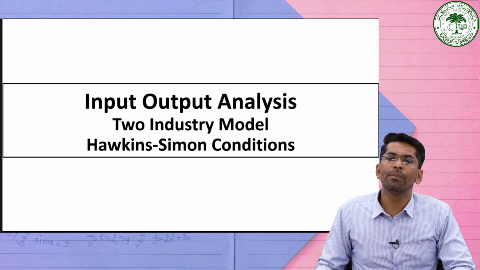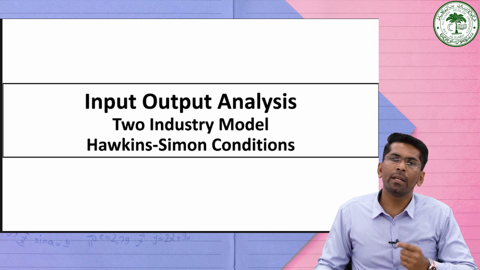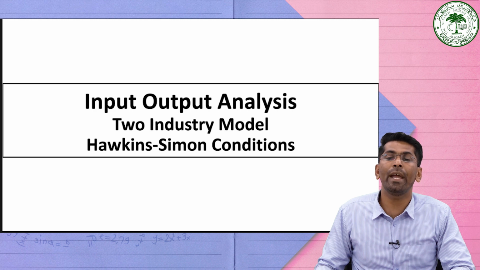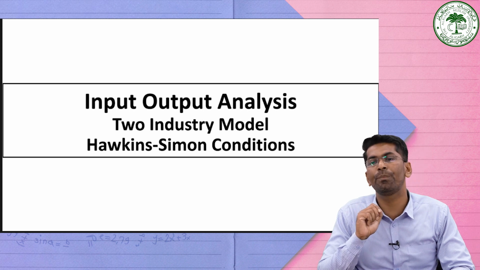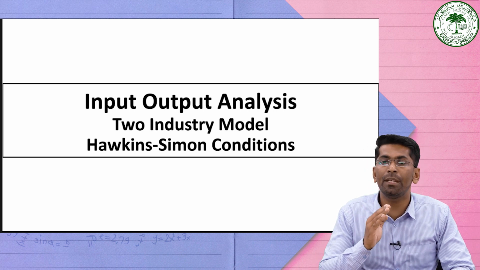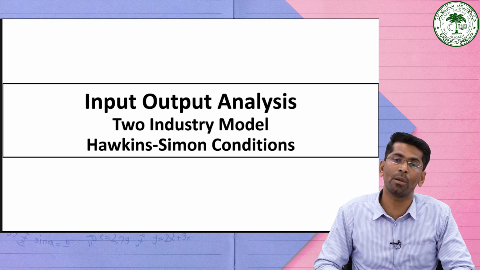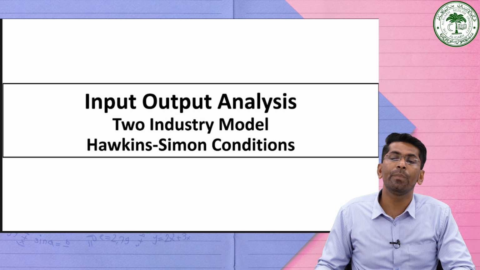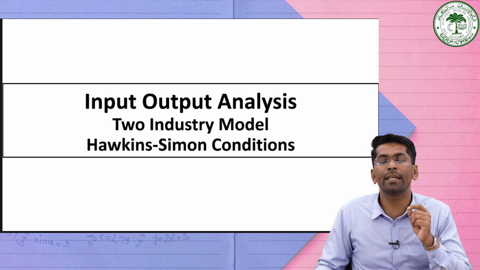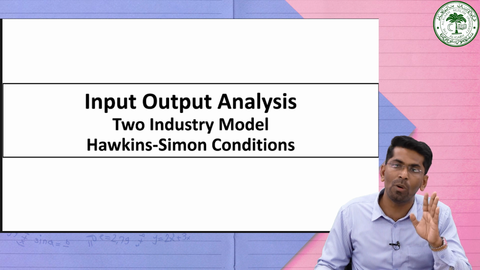In the last lecture, we discussed what input-output analysis actually means, what its various assumptions are, the input-output table or input coefficients, and the general formula for finding the output of each industry. Input-output analysis is an economic method used to study the interrelationships and interdependencies between different sectors of an economy. It examines how changes in one sector affect the others and the overall economy.